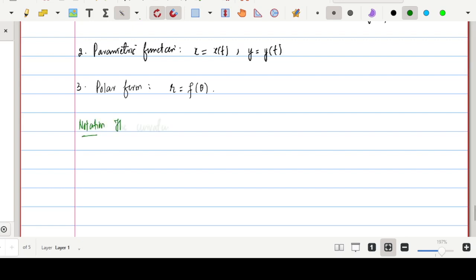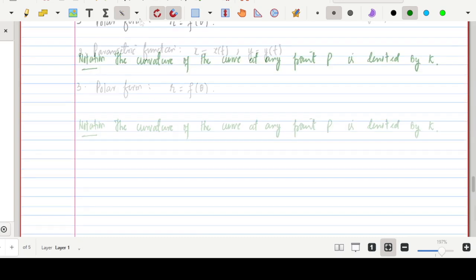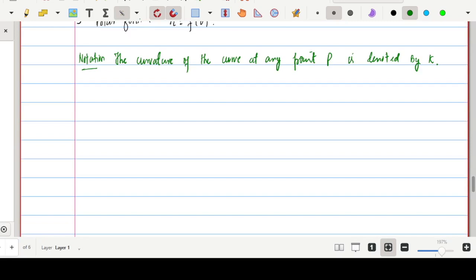The curvature of the curve at any point P is denoted by this Greek letter, which we read as kappa. So kappa denotes the curvature of the curve at any point P. Now let's write down the formula for finding the curvature in each of these different ways of representing the curve. The first way of representing the curve is the Cartesian coordinate system. So this is the Cartesian coordinate system.